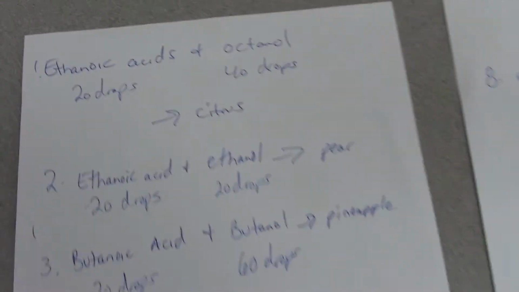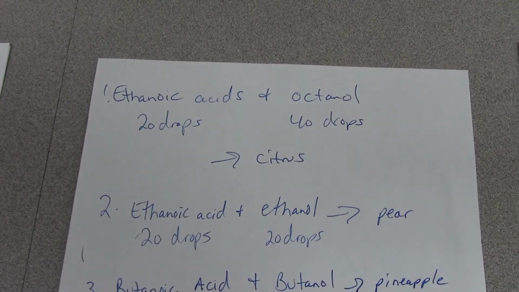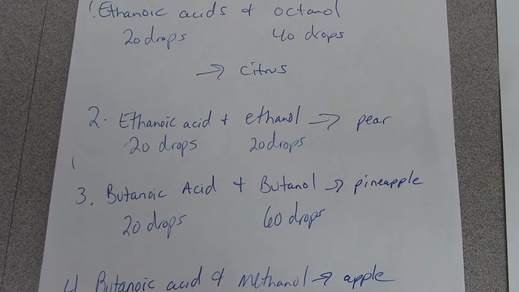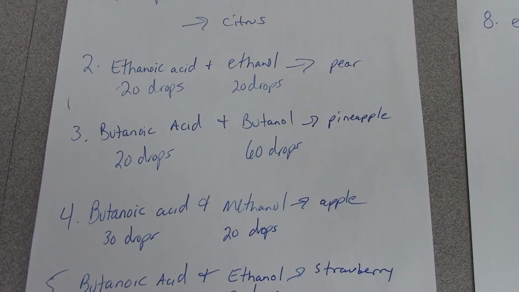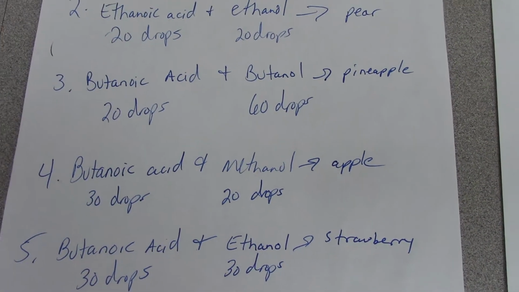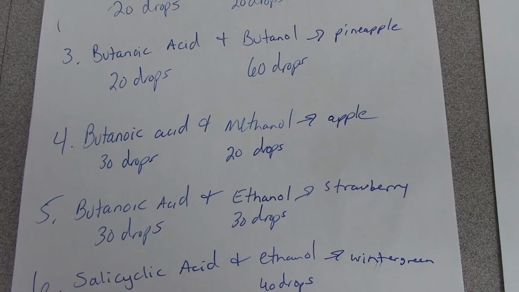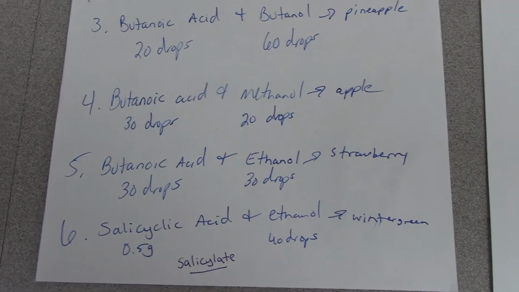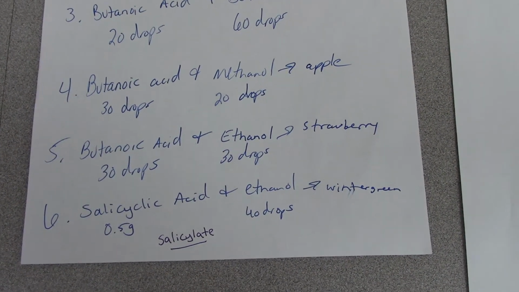Now look at these flavors that these should make. Number 1 should make citrus flavor, if all goes well when we make the ester. For 2, you should get a pear flavor from the ethanoic acid and the ethanol. For 3, you should get pineapple flavor from butanoic acid and butanol. The butanoic acid is what smells like puke, but you do get a pretty good pineapple flavor out of it if it's done properly. Butanoic acid plus methanol is apple. Apple and pineapple are actually really similar flavors from a chemical structure standpoint. Butanoic acid plus ethanol should give you strawberry.